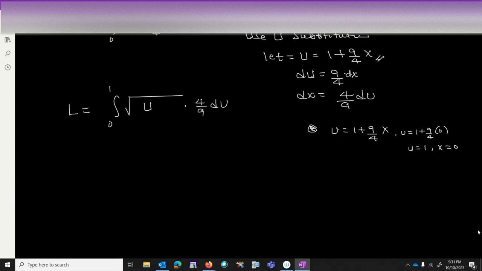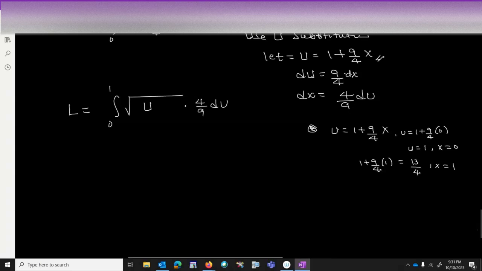And then the second one is when x is equal to 1. So that means 1 plus 9 over 4 times 1, which is 1 plus 9 over 4, is actually 13 over 4 when x is equal to 1.